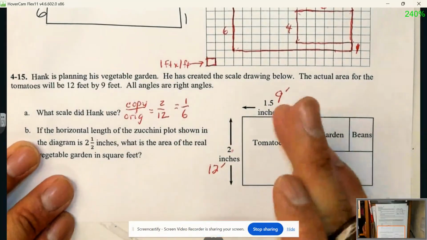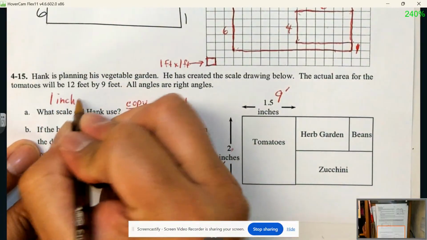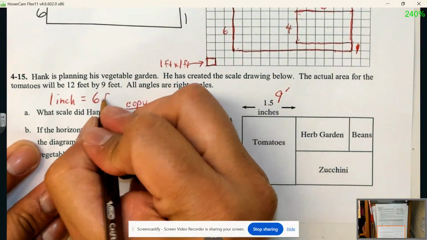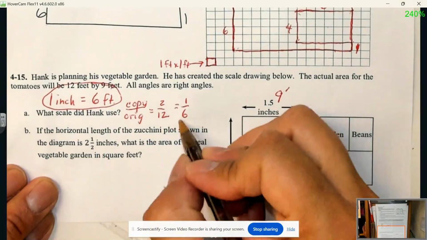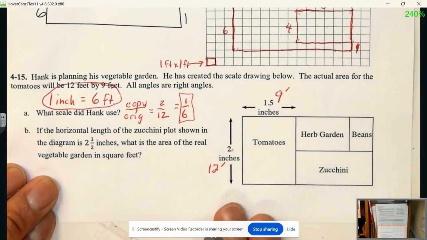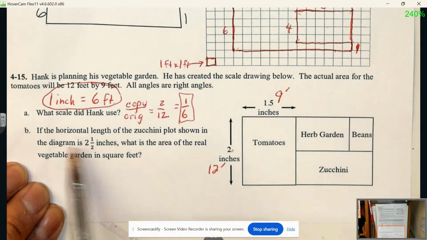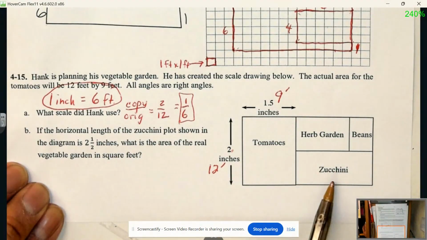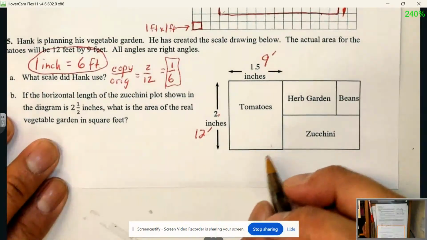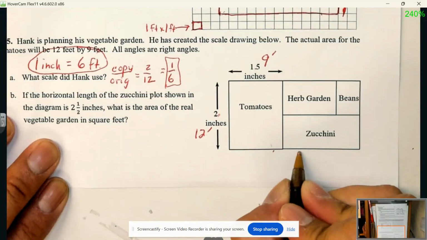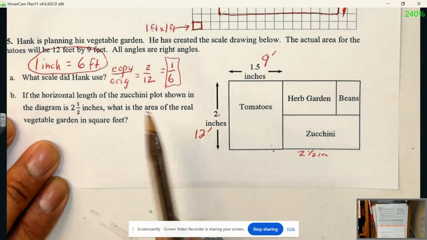So what that means overall is that 1 inch equals 6 feet. Okay, so this is going to be our scale. 1 inch equals 6 feet. Here's our scale factor, 1 to 6, or 2 to 12. So if the horizontal length, horizontal, remember, goes this way, of the zucchini plot is shown in the diagram as 2.5, so let's go ahead and label that. So this is 2.5 inches. Then what is the area of the real vegetable garden?